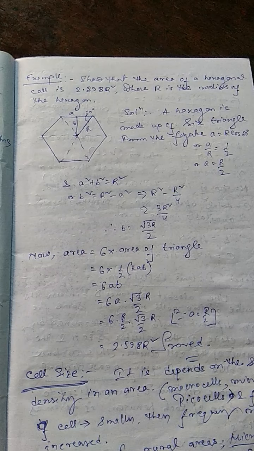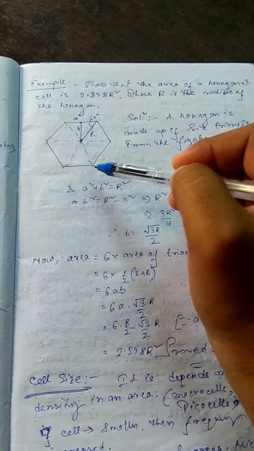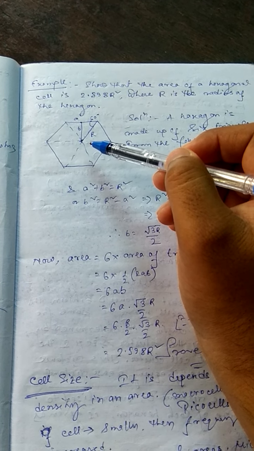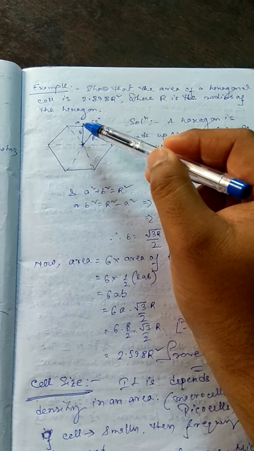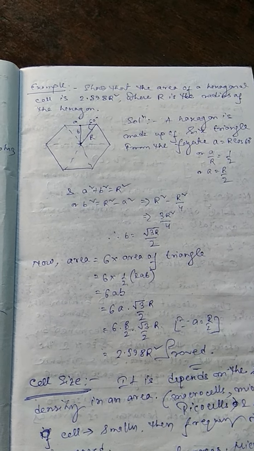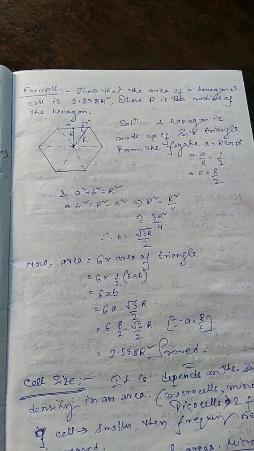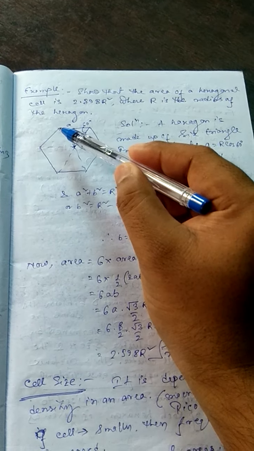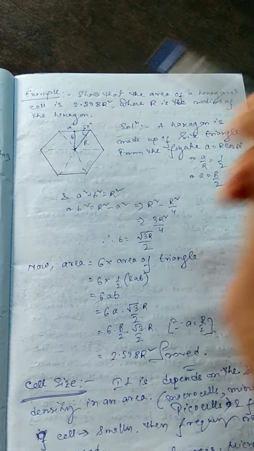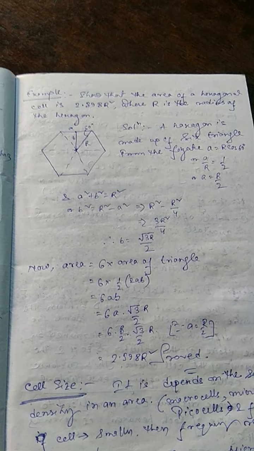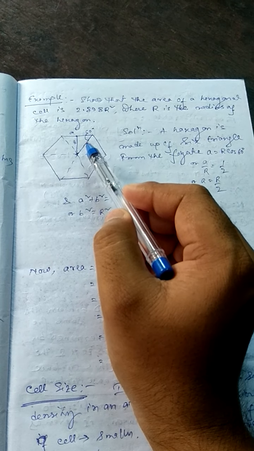2.598 r square, where r is the radius of the hexagon. So first of all, we draw that hexagonal structure. Here r is the radius and a is the size of a base. If we go for the basic trigonometric formula, then as per that formula, if this is a, that is r, and that angle is 60 degrees, and we assume that is b.